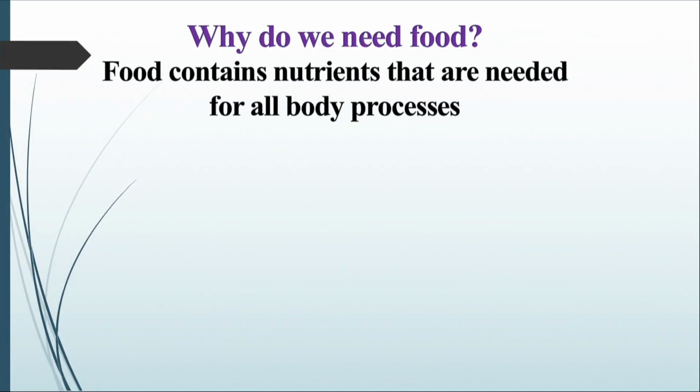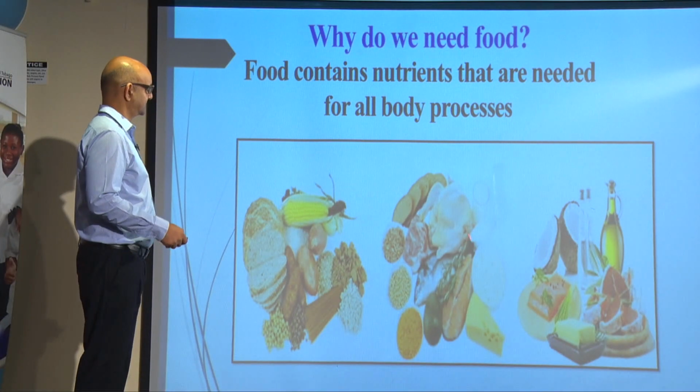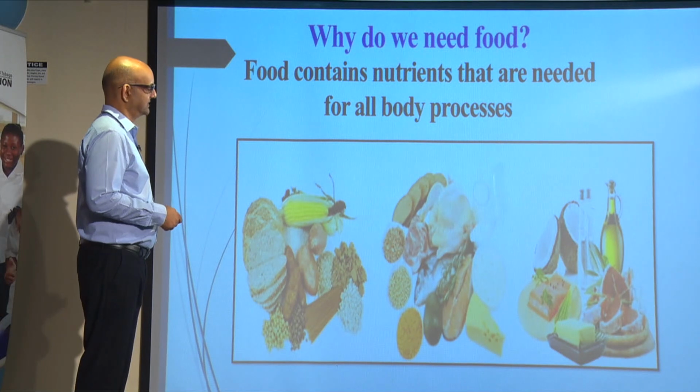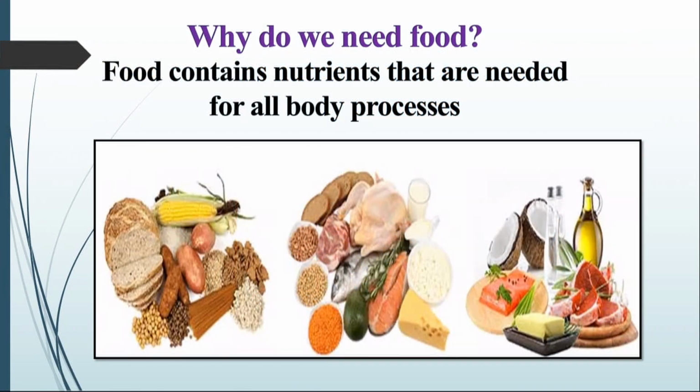But why do we need food? Food contains the nutrients that are needed for all our body processes. These are some of the foods that we eat. Here we have grains and cereals. Here we have fruits and vegetables and nuts and beans. And here we have animal products, fats, and oil.